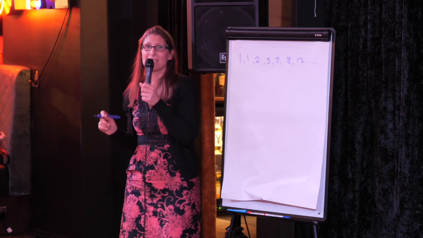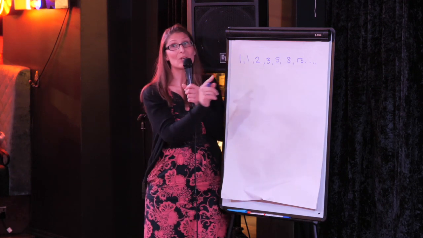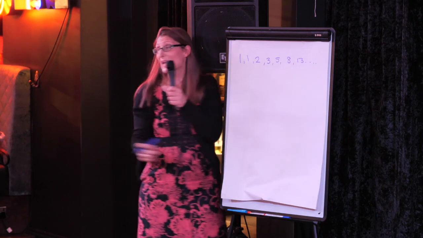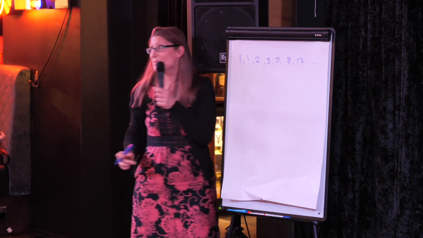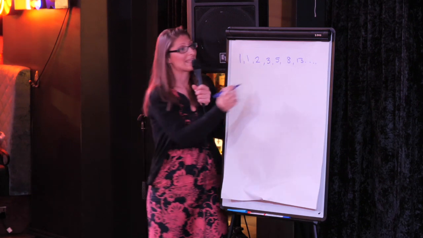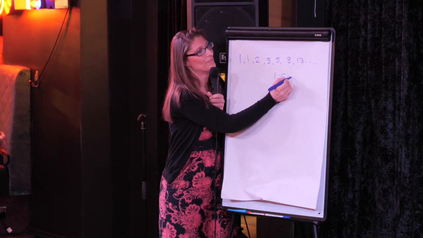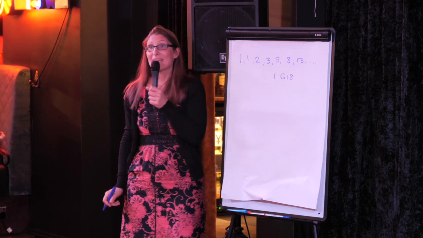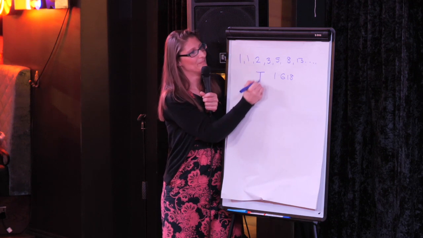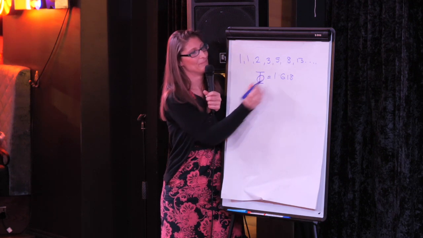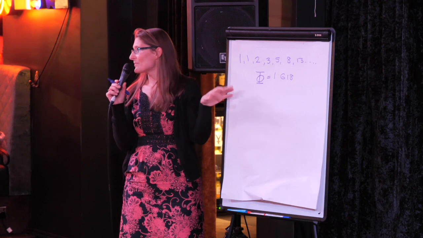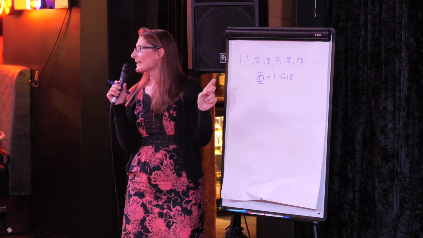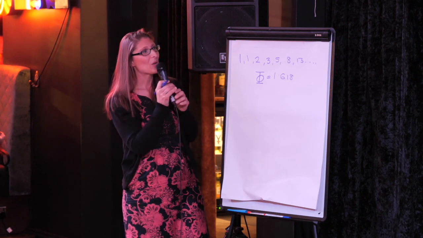Now, something really interesting happens when you take one number in the Fibonacci sequence and you divide it by the number before it. So 13 divided by 8, or 8 divided by 5, you come up with a number, and it's this: 1.618. It's also known as phi. So that beautiful symbol there, that's the symbol phi. And this is a really important number in nature.